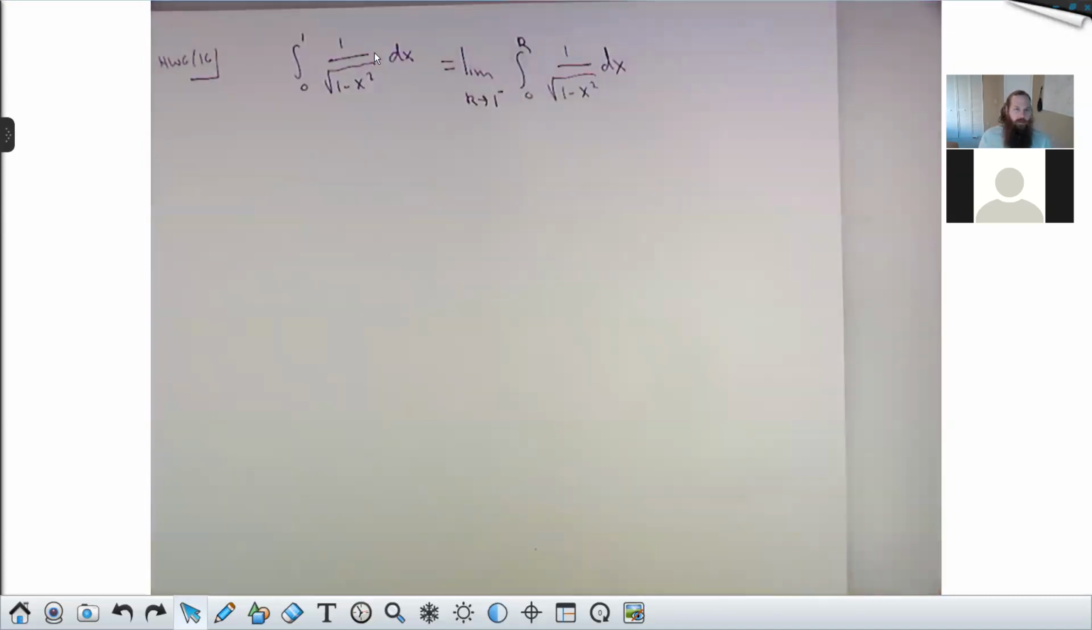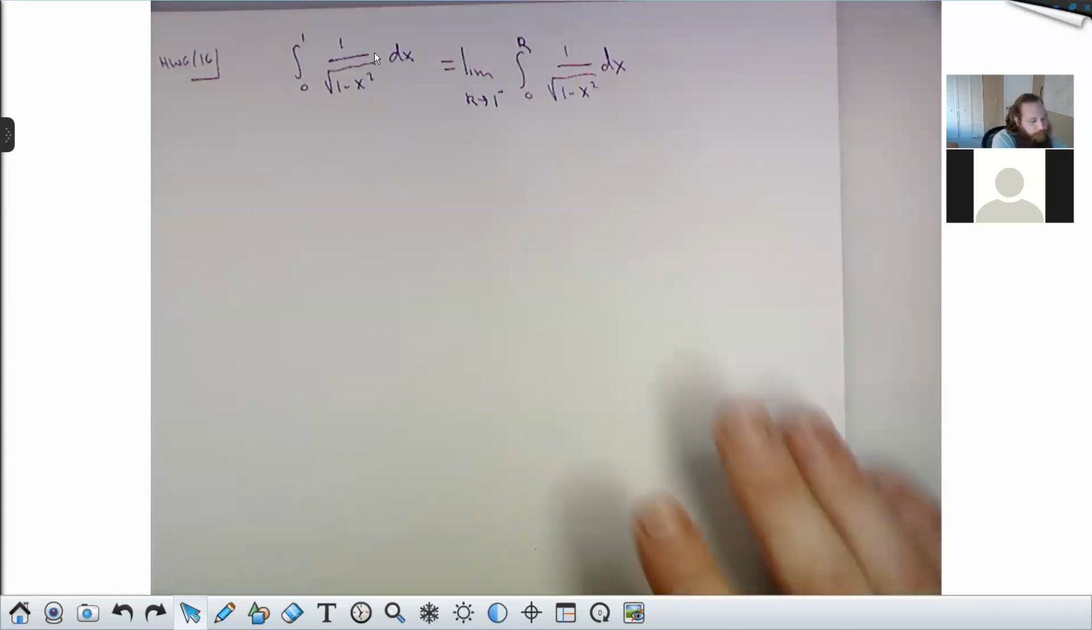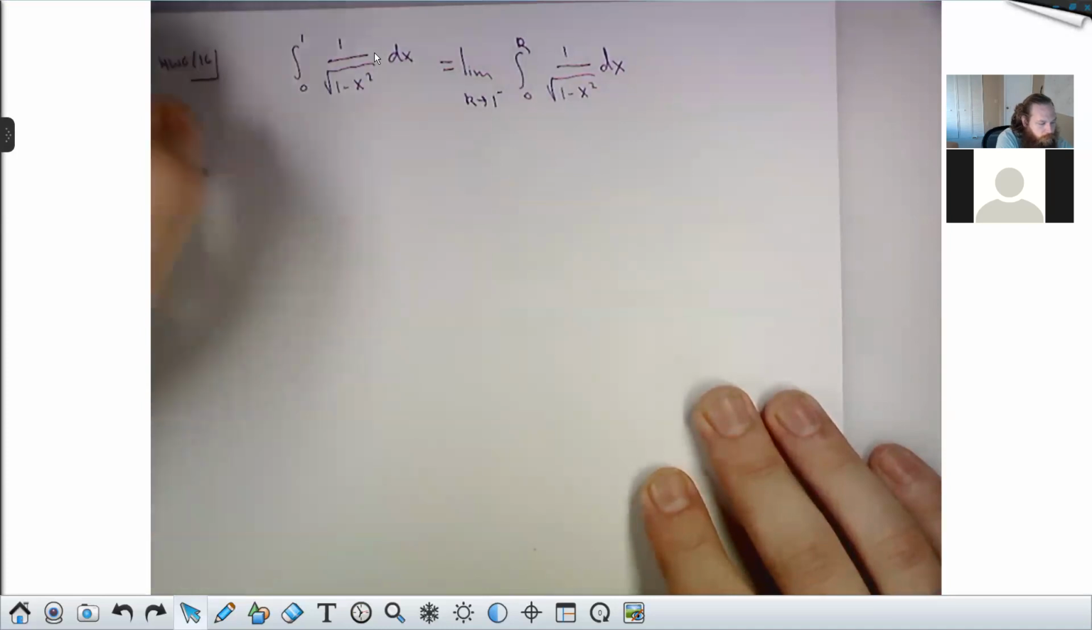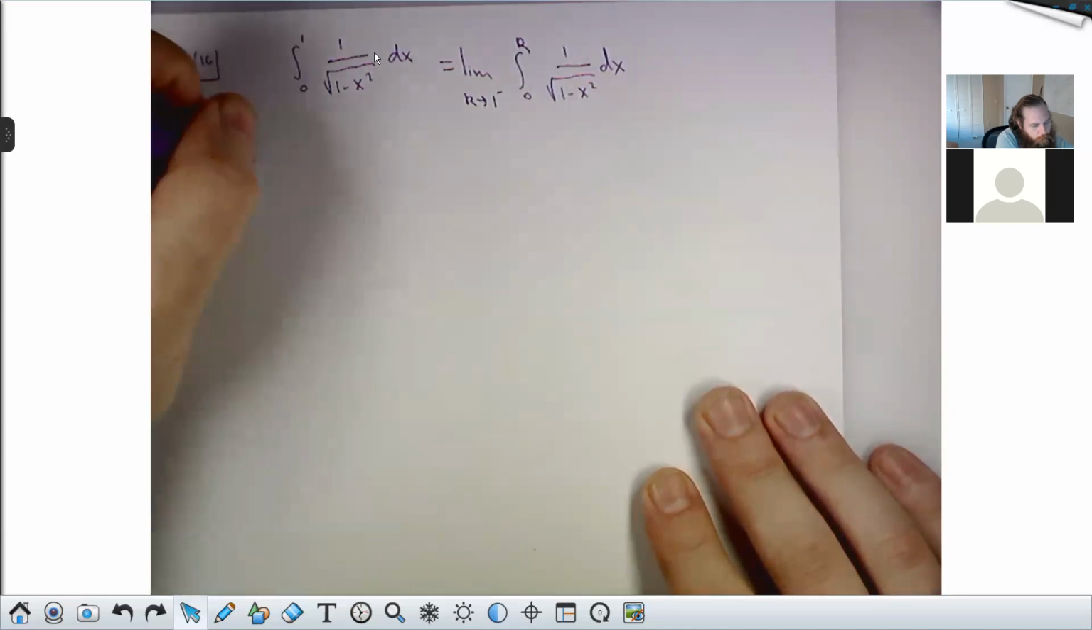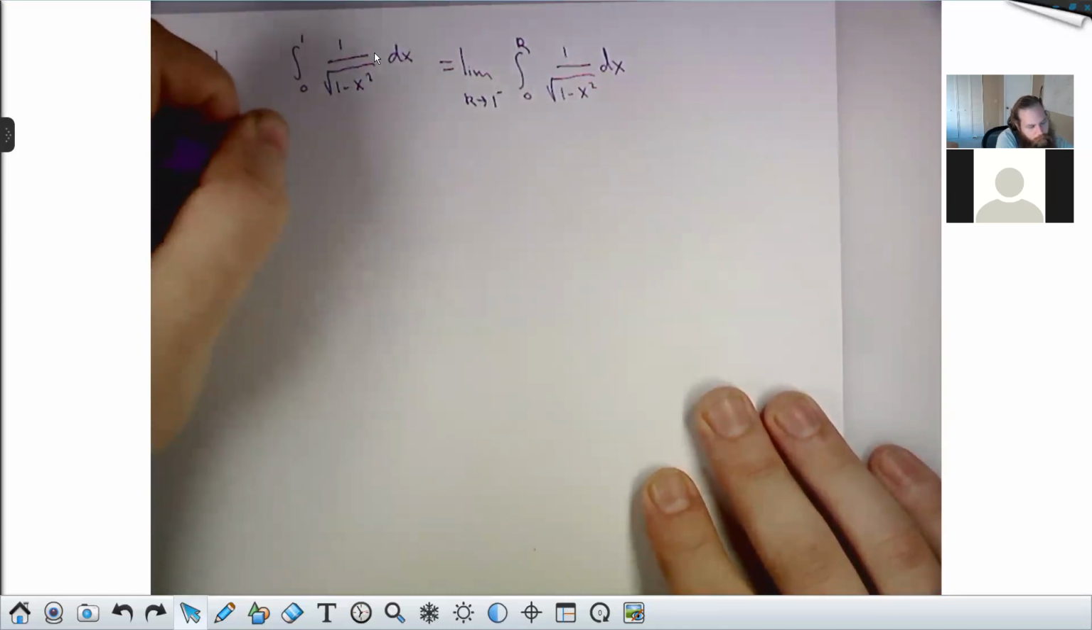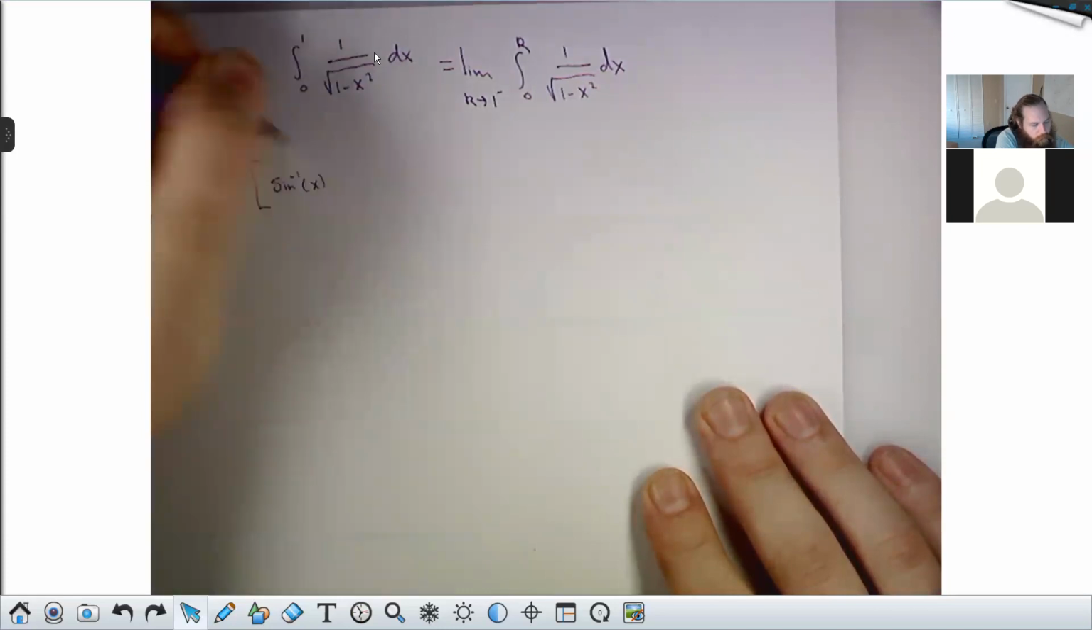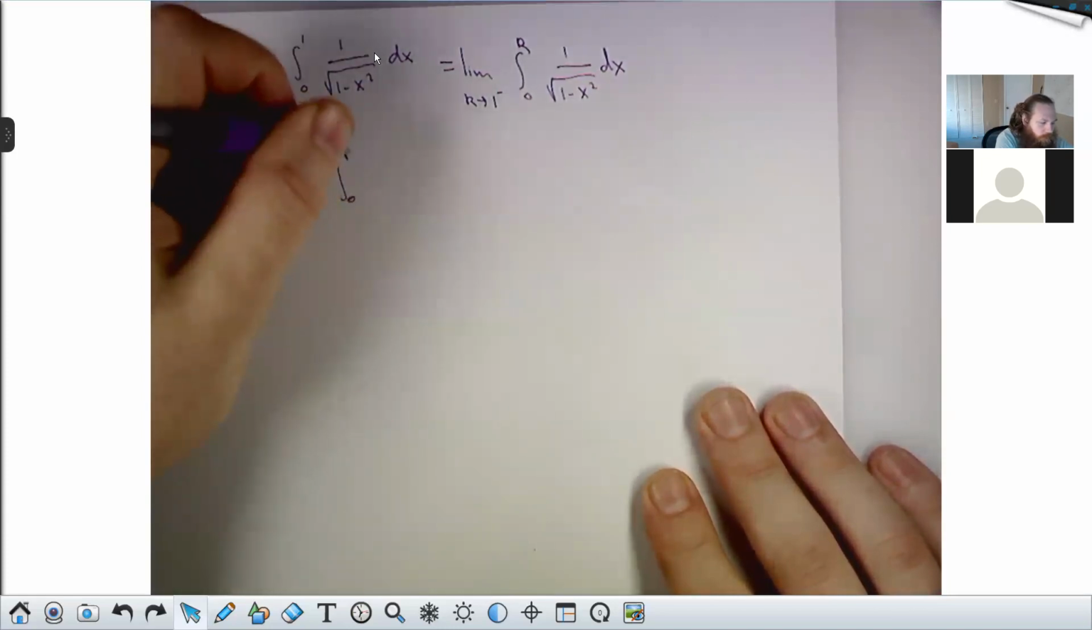And now this is actually similar to the previous one in the sense that if you know your inverse trig stuff well, you can do the integral itself very fast. The antiderivative here is just the inverse sine function. Right? 1 over the square root of 1 minus x squared is the derivative of arcsine. And that is something that we should know. So we get sine inverse of x between 0 and r.